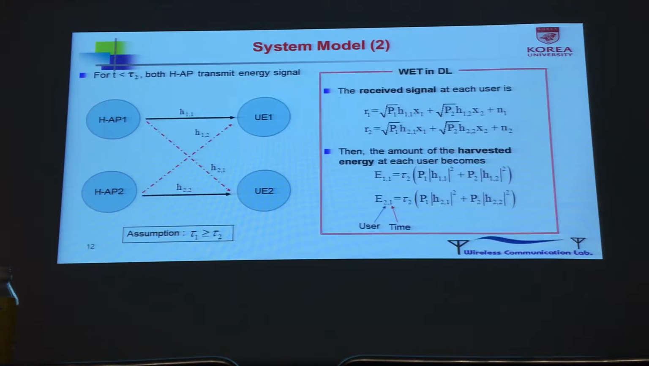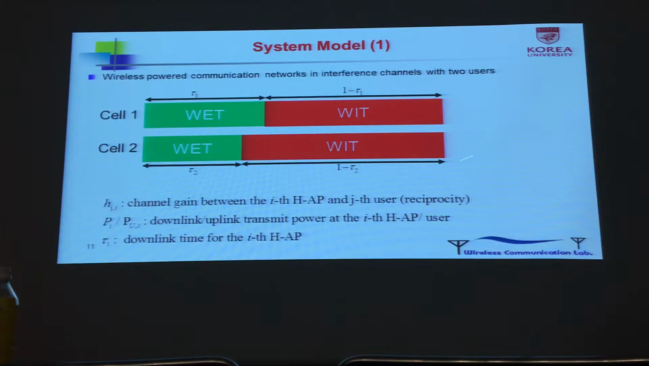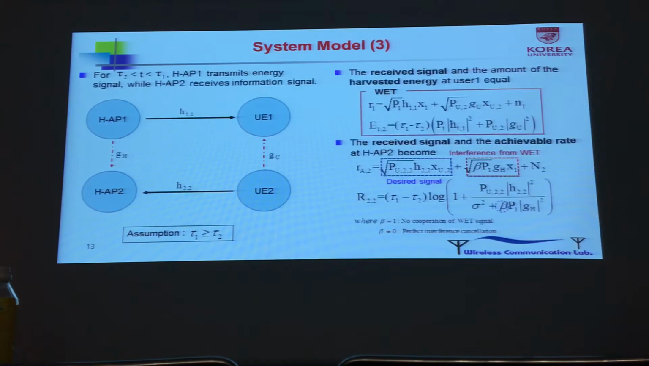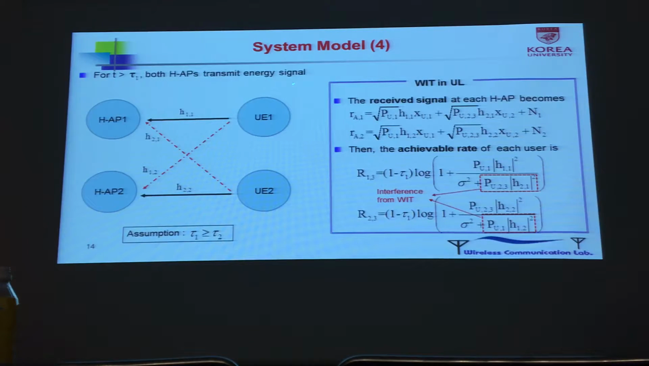Lastly, this plot shows the final stage where both cell 1 and cell 2 operate in the wet procedure. So in this case, user 1 and user 2 both transmit the data back to base stations. This is the same as the conventional MAC.